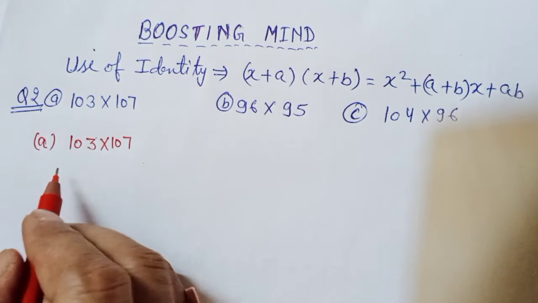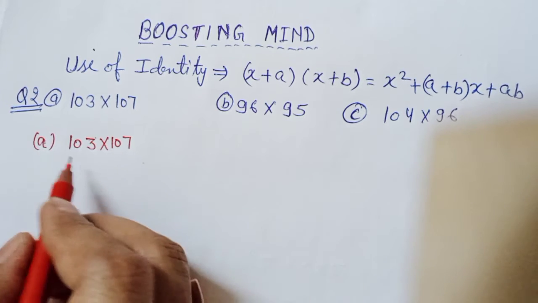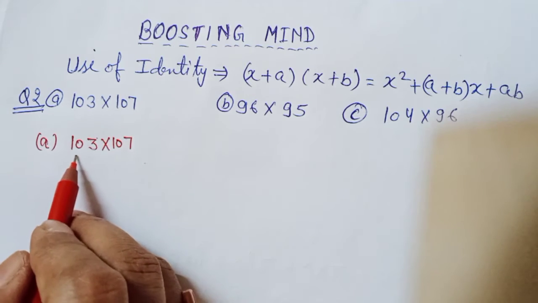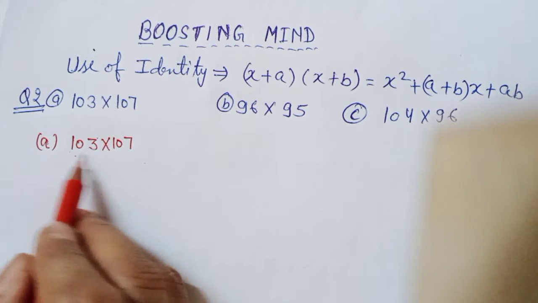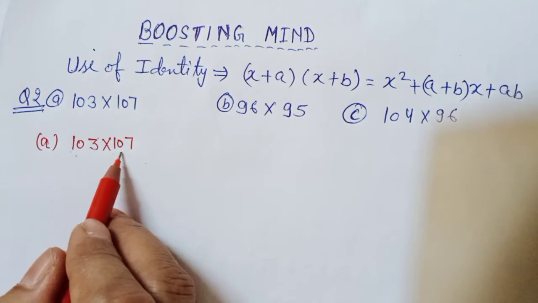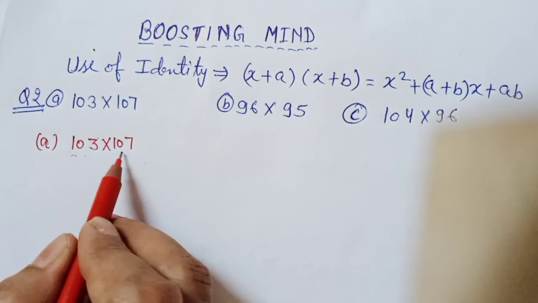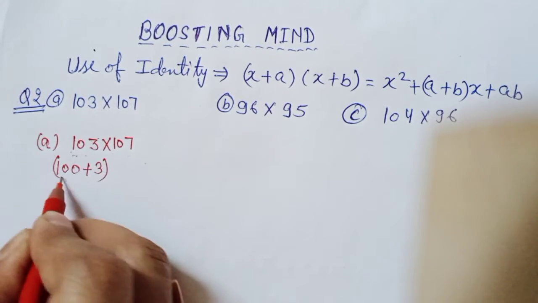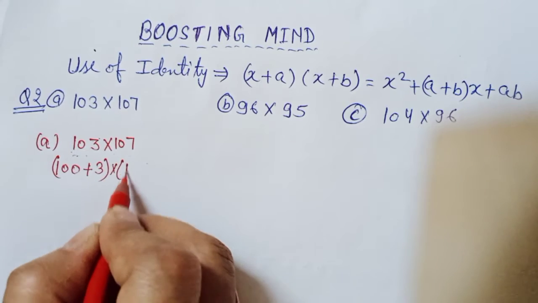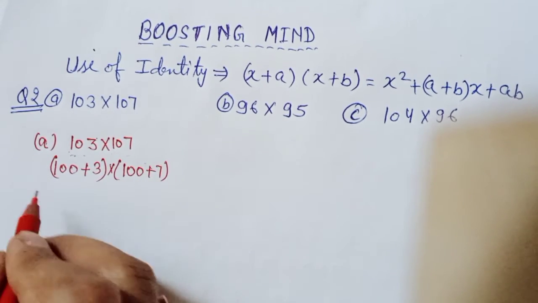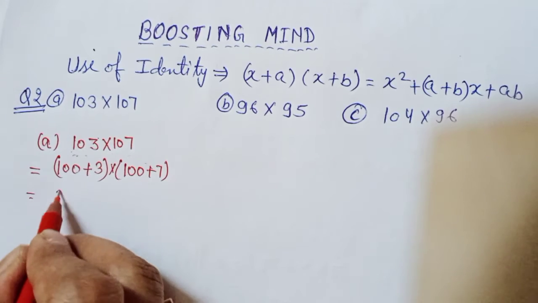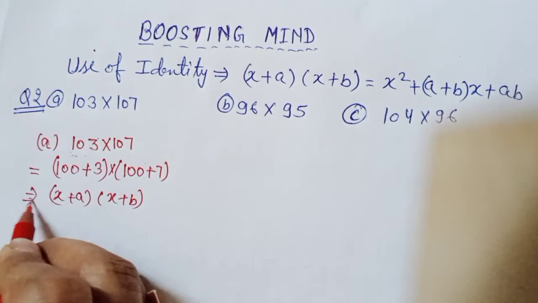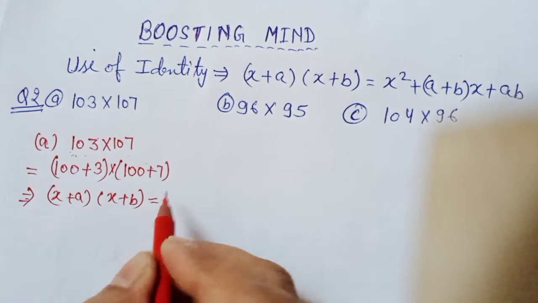Let's take the first example, 103 and 107. First of all, you have to estimate both numbers. You can see they are near round hundreds. So break these numbers into rounded hundreds. 103 can be written as 100 plus 3, and 107 can be written as 100 plus 7. This question now becomes of the form (x plus a)(x plus b). So you will use this identity here. I have already written this identity.